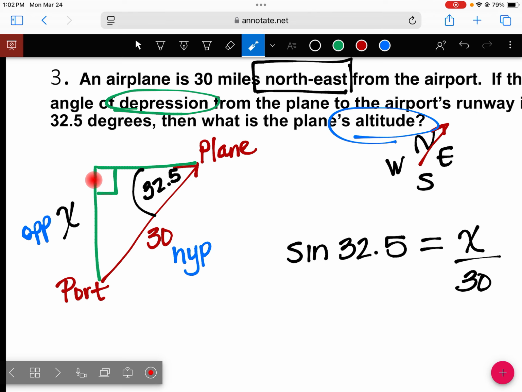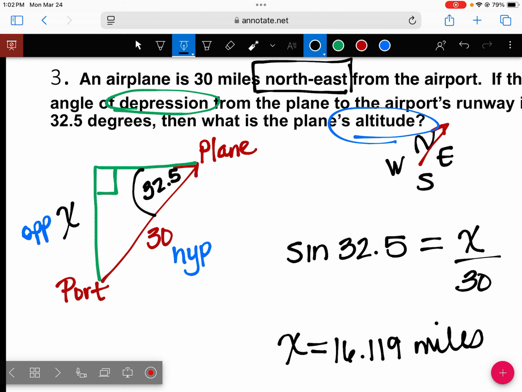When you think about height, height is always vertical. So if I'm asking you how tall something is, that's the vertical side. And I said that because it said north and east, that's how I know it's the hypotenuse. That's how I know that this is a diagonal line, not a horizontal or vertical line. So what you should get, and again, we're not looking for a bearing, we're looking for a distance, and it's 16.119 miles.